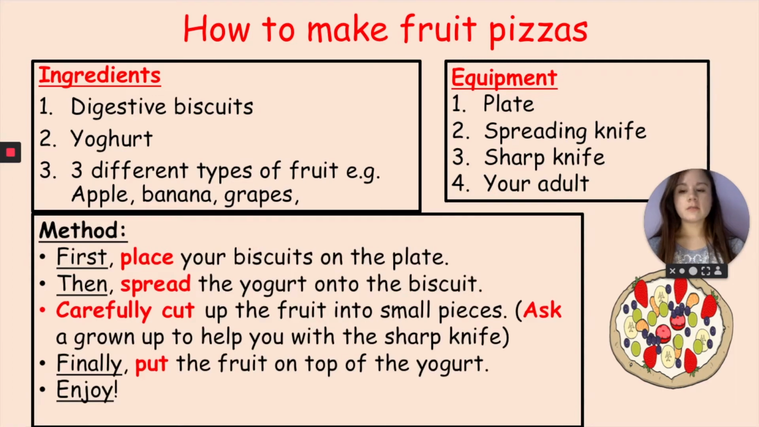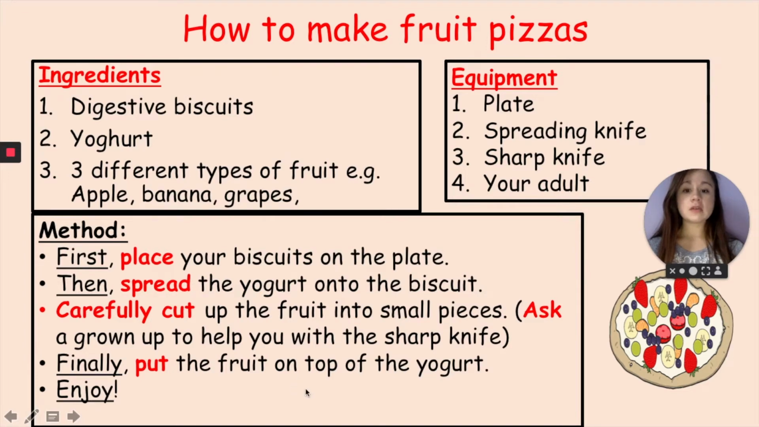But also in your method, you need your time connectives. So first, then, finally, and remember next and after that. You can use those, and you need some words that are called bossy words or imperative verbs. Bossy words are words that tell the person reading it how they need to do it. So place your biscuits, spread the yogurt, carefully cut, ask, put.